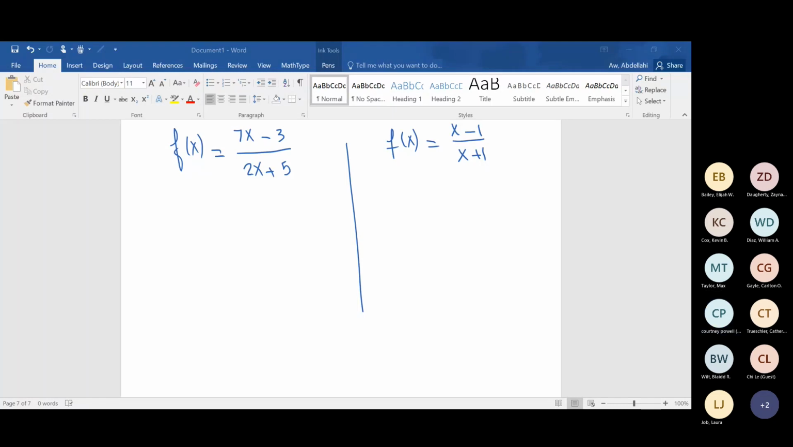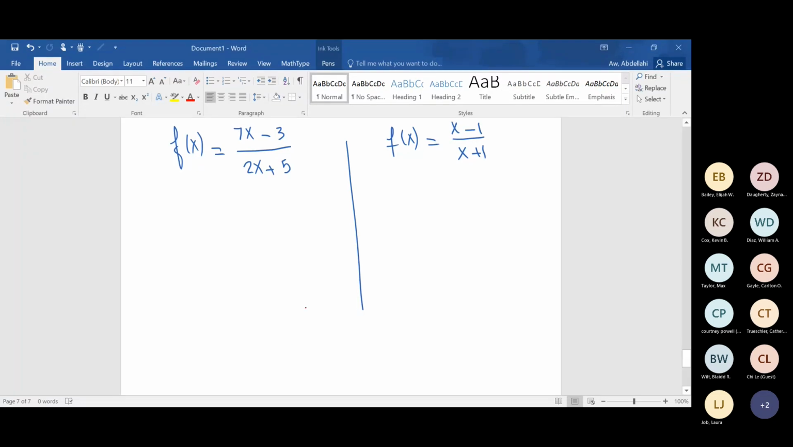Okay, so this one right here, somebody walk us through the steps, please. When you say equal y, what do you do? You multiply by 2x plus 5 on both sides. Yep. So you get 7x minus 3 is equal to y times (2x plus 5). And then what do you do next? Distribute: 7x minus 3 is 2yx, or 2xy, doesn't matter, right? Plus 5y.